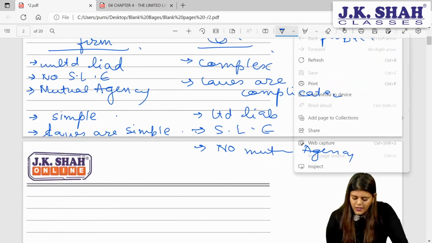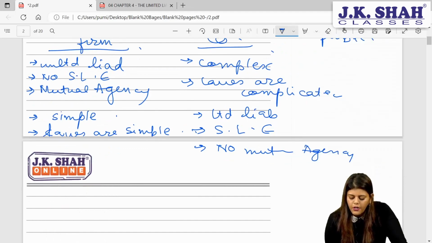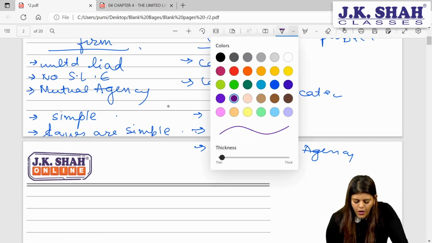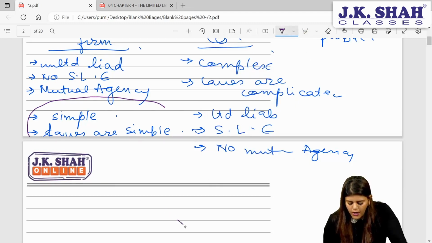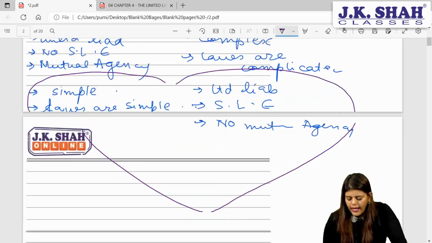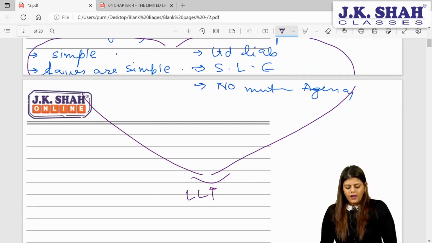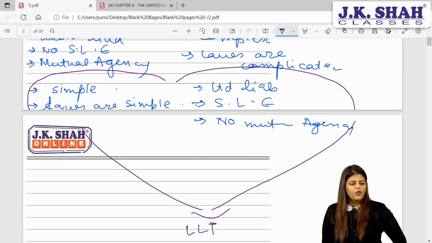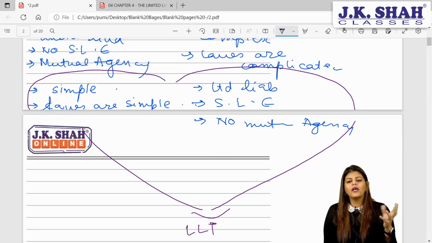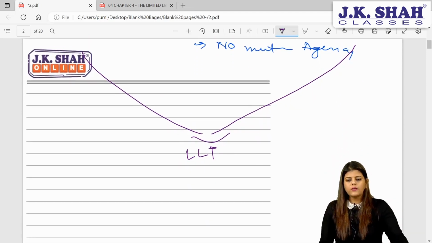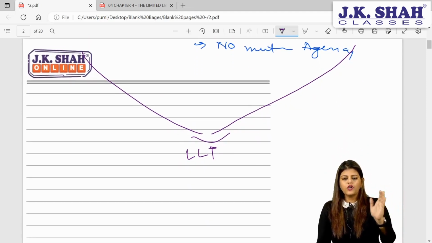So what has the government done? Government has brought good things about partnership, and they have brought good things about company, and they have made LLP. So I can say LLP is a mixture of both. I told you in your module, they have given LLP is a child of partnership and company. So it's a hybrid of both. So in LLP, partners' liability is not unlimited. Yes, partners' liability will be limited to the extent of agreed contribution.